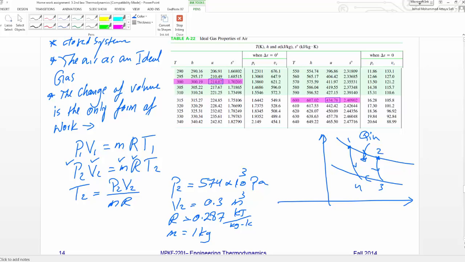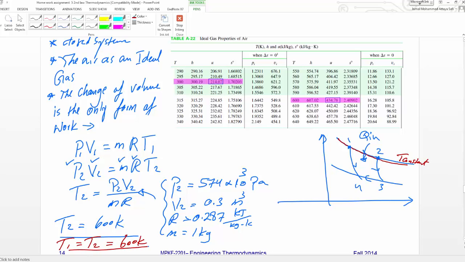So you actually know much. If you substitute them here, you will find that T2 is 600 Kelvin. Now, remember that the process from 1 to 2 is an isothermal process, which means that T along this line is constant. That tells me that T1 equals T2 equals 600 Kelvin. It's good to know this.